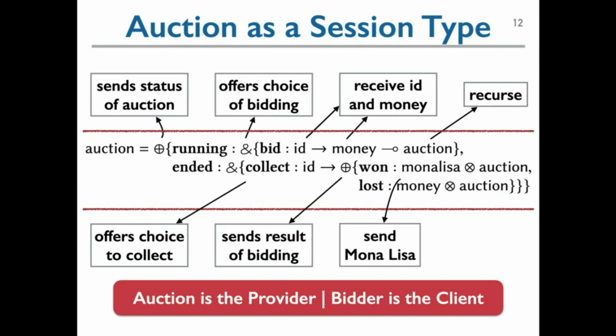The tensor here is the dual to lolly. In the case of lolly, the auction was receiving money. In the case of tensor, the auction will be sending the Mona Lisa painting. And then the protocol recurses back to the auction. Whereas in the lost branch, the auction will send some money. Again, the Mona Lisa and money are linear quantities, and that's what the tensor indicates. In either case, the type then recurses back to the auction so that other bidders can collect their wins from the auction. So any questions about this before I move on?